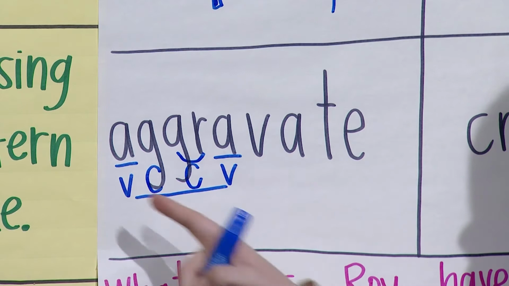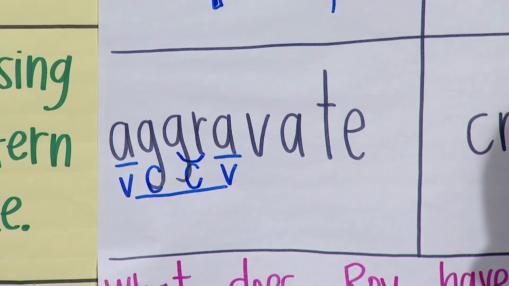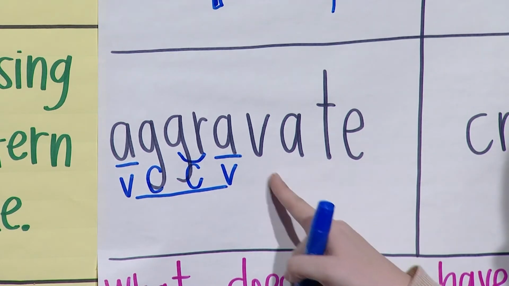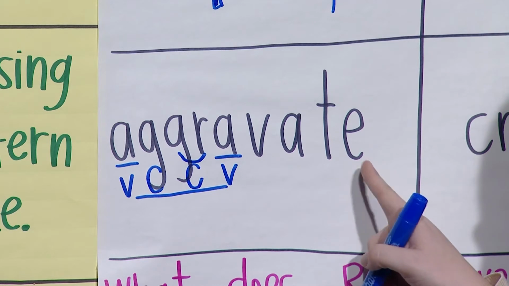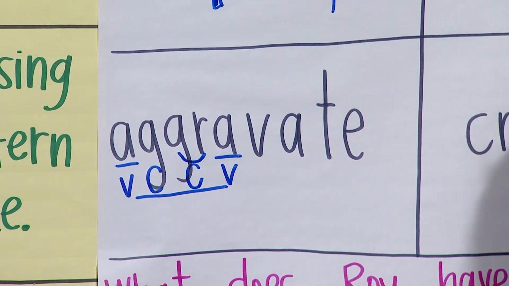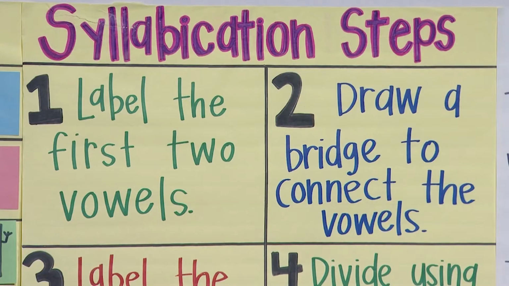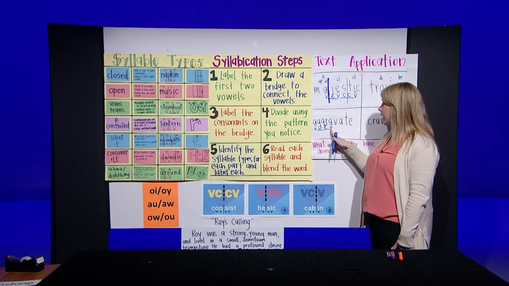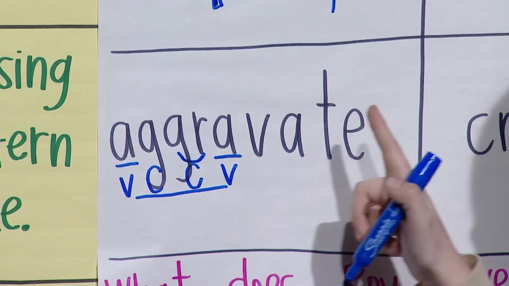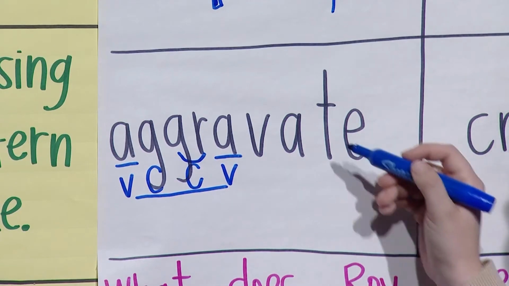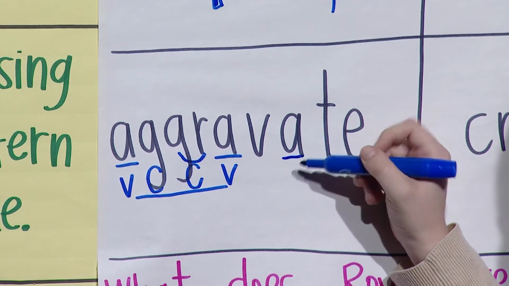All right, so now we're going to divide using the pattern we notice. But I still have a lot of word that's not accounted for. So what do we need to do? Very good. We're going to go all the way back to step 1 and label the next 2 vowels that we see. So I've underlined vowel A, and what's the next vowel you see? The next A. Very good.